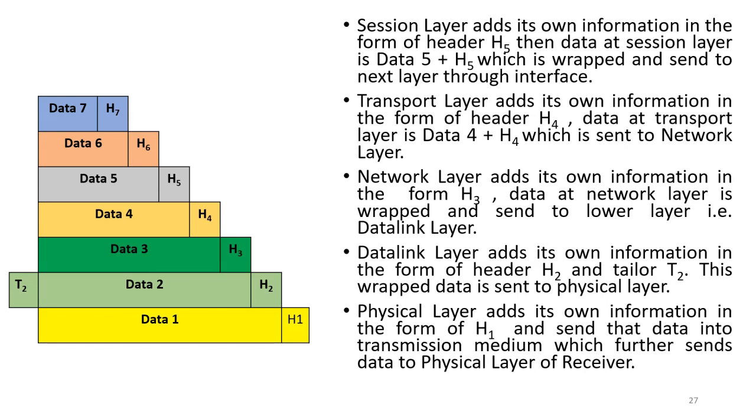Then the physical layer, which is the bottommost layer in the OSI reference model, adds its own information in the form of header 1 and sends that data into the transmission media, which further sends data to the physical layer of the receiver.